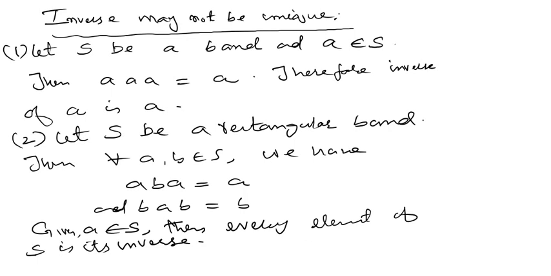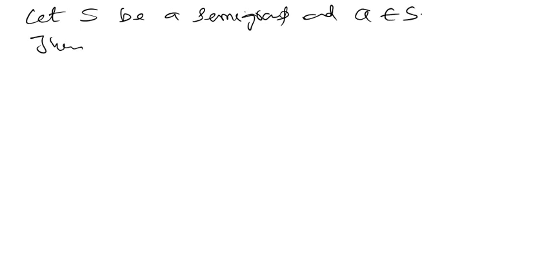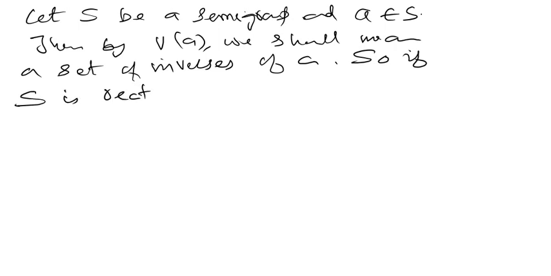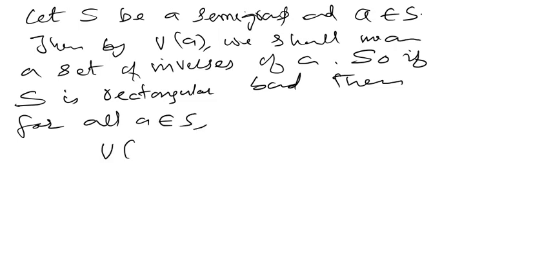So notation for inverse: let S be a semigroup, and A belongs to S. Then by V of A we shall mean the set of inverses of A. So if S is a rectangular band, then for all A belongs to S, V(A), the set of inverses of A, is whole S.